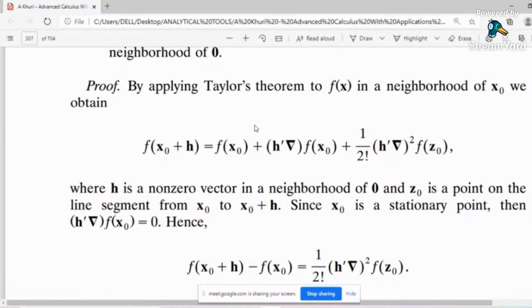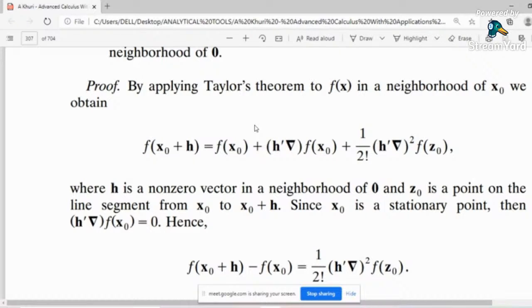Okay, so we consider only 2 derivatives in Taylor's theorem. So this is the form of the function using Taylor's theorem. Since x naught is a stationary point, what is the speciality of a stationary point? The first derivative will be 0.